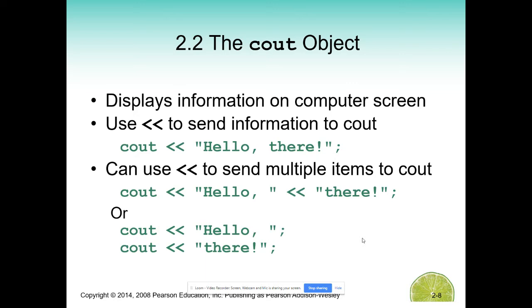The cout object displays information on the computer screen. You use the less than signs to send information to cout, and you can use the two less than signs to send multiple items to cout. You can write it like this: cout, hello, comma, with a quotation, and then this is basically saying another cout. You can combine that, or you can break it down into two parts like that.